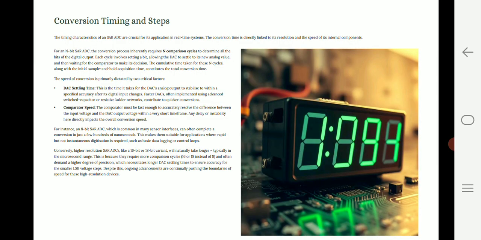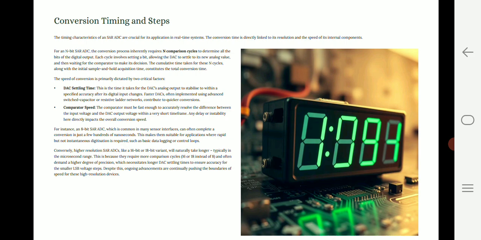Conversion timing and steps. This is the most important factor in SAR. The timing characteristics of SAR ADC are crucial for its application in real-time systems. The conversion time is directly linked to the resolution and the speed of internal components.